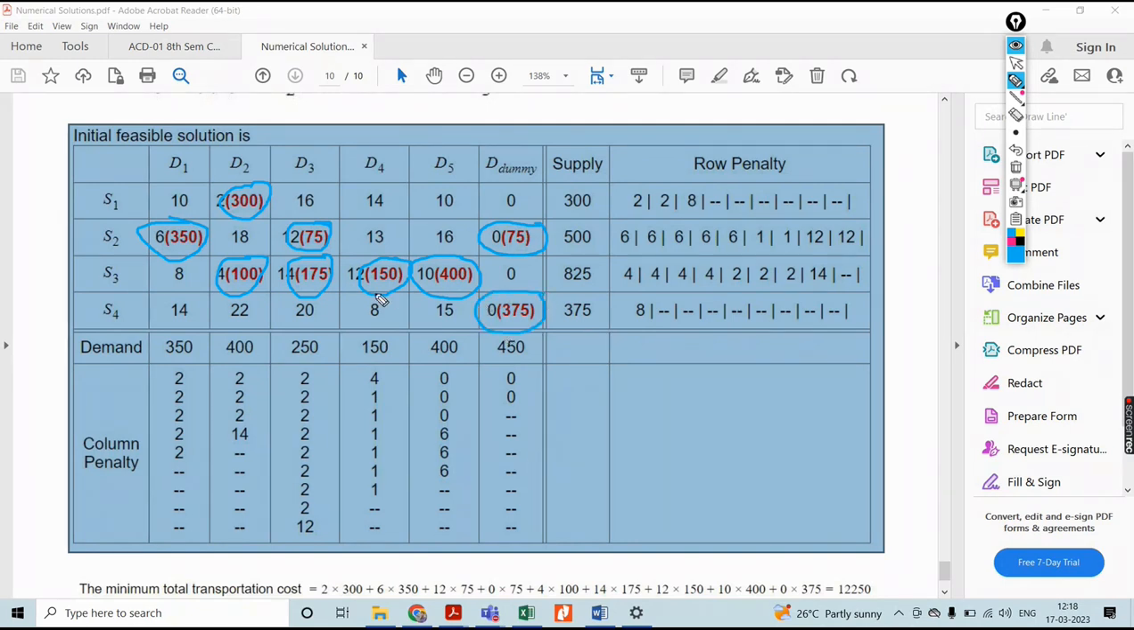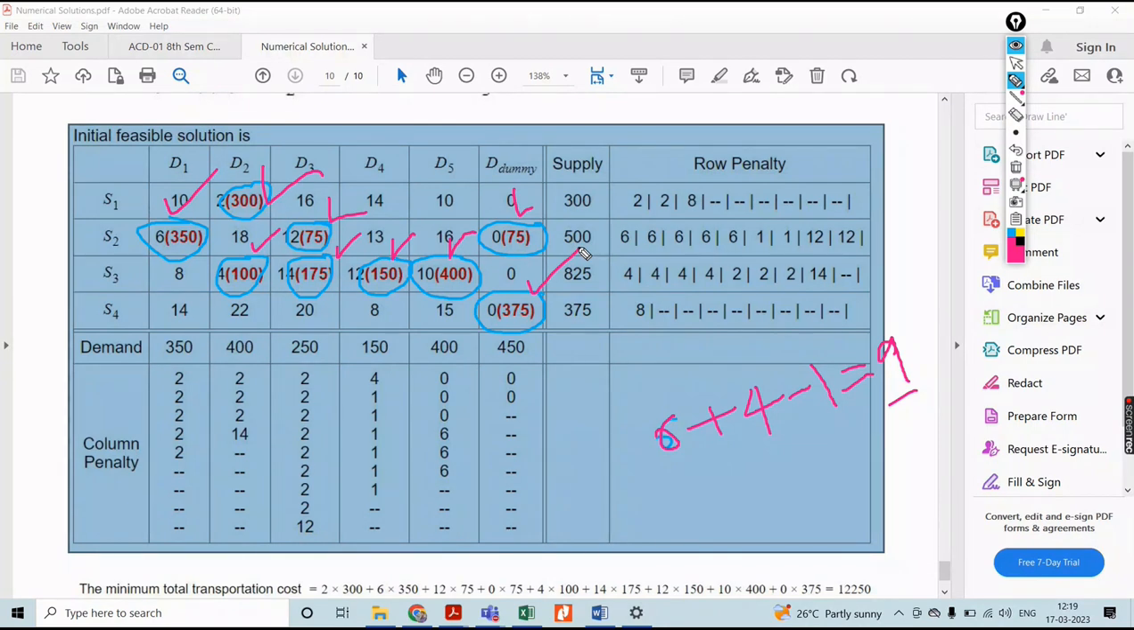All these values we got. How many are there here? 6. Supply is 6, plus 4, minus 1. How much is it? 9. Whether 9 allocations are available here, you have to verify. 9 available means it is not a degenerate solution. If not, it is a degenerate solution. That is only for understanding the concept.